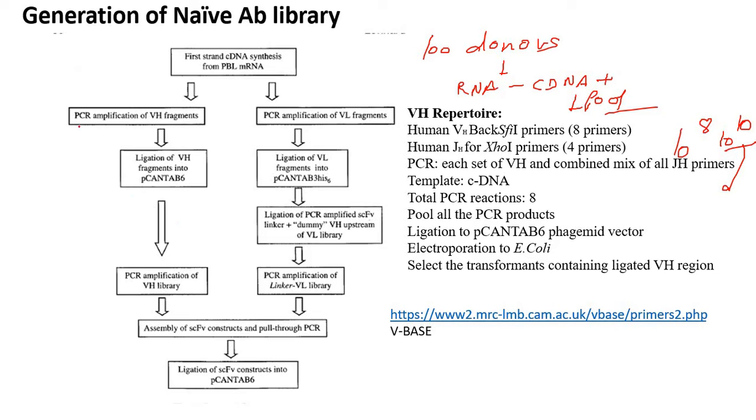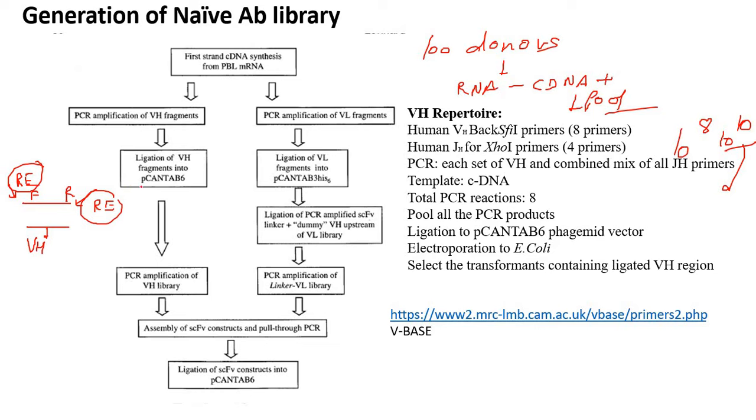So you will amplify this variable region of the heavy chain, and once you have this gene, you will add the restriction site in your primers. Let's say this is your cDNA. It will have the variable region of the heavy chain. You will use the forward and the reverse primer, and you will have the restriction sites in these primers.